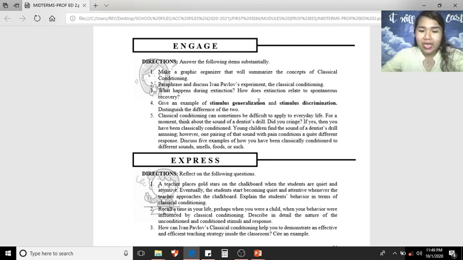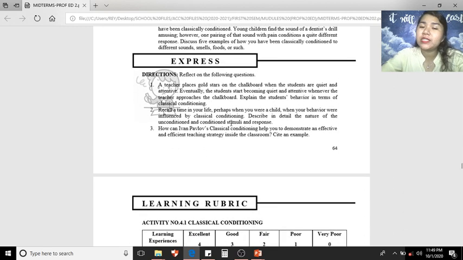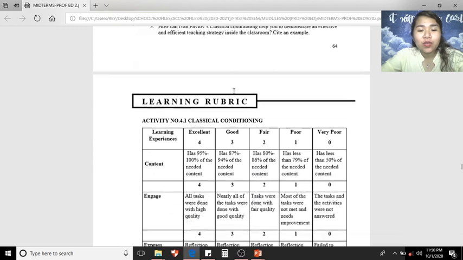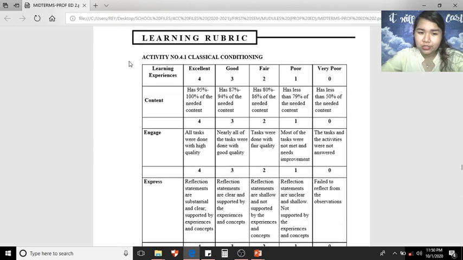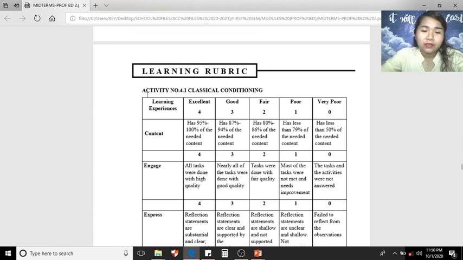And last, okay, so, you analyze the given problem here. Then, you are to discuss. Then, 5 examples of how you have been classically conditioned. So, read, then analyze, then answer. Then, to express, of course, you are to make reflections with the questions provided. So, basahin mabuti. And please be guided with the learning rubric. So, this, again, with the help of the learning rubric, you will be graded through this. So, be guided with the learning rubric.